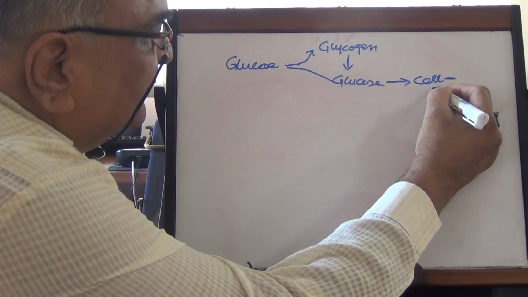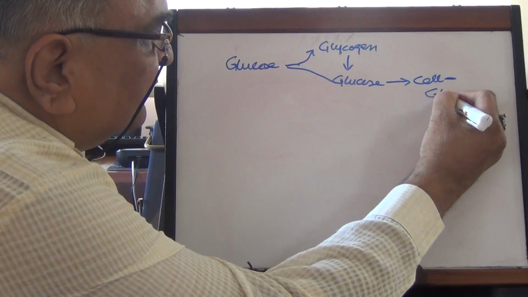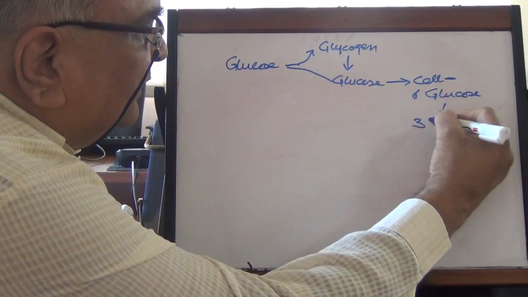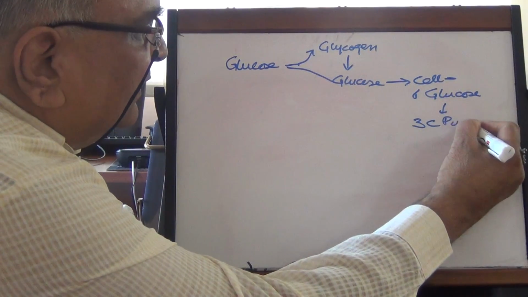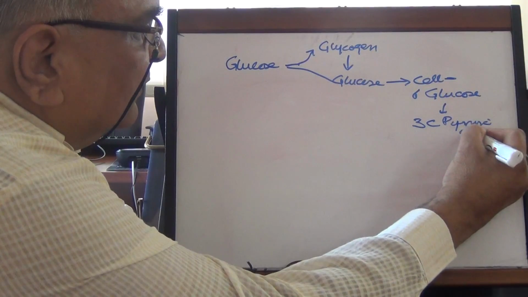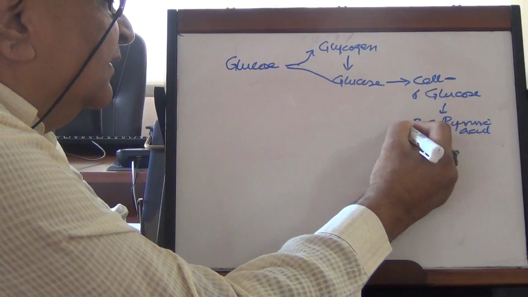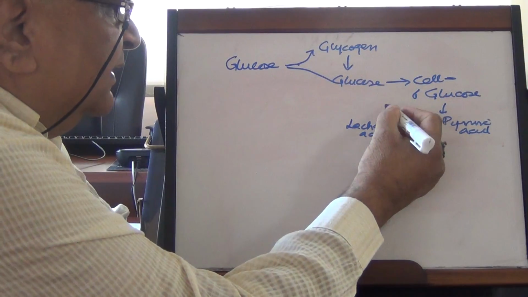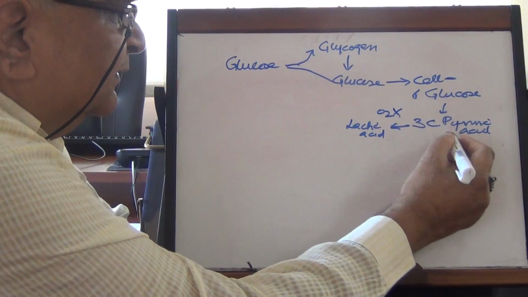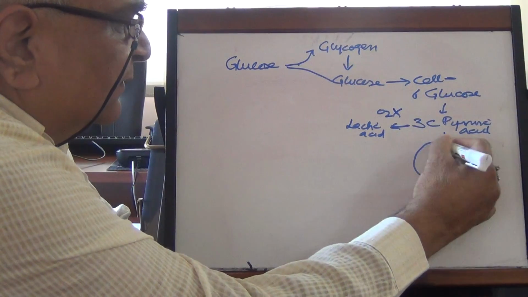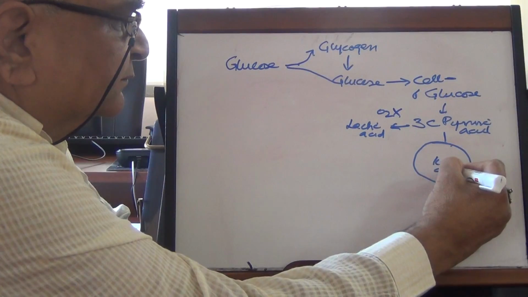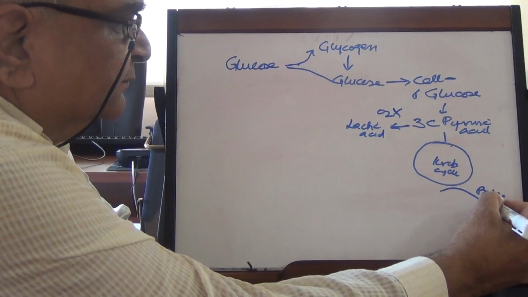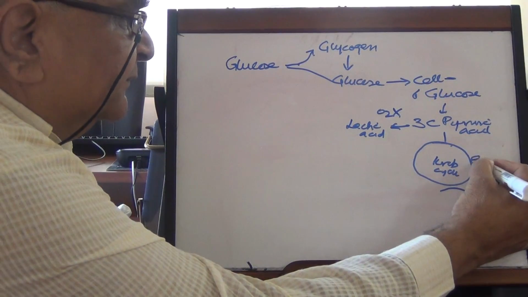and in this cell the 6 carbon atom glucose becomes the 3 carbon atom pyruvic acid, which in the anaerobic phase gets converted into lactic acid when there is no oxygen, or goes through the Krebs cycle and through a proton pump to create energy.